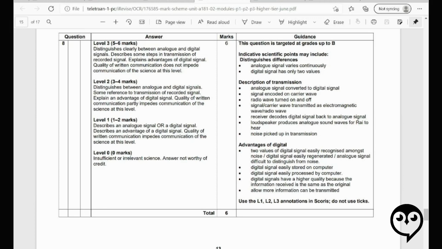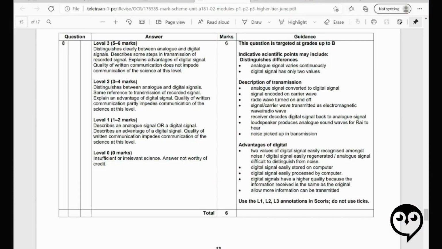Analog radio does get noise, whereas I guess the DAB. Yes, I was looking that up. So that's a DAB. The digital radio stations don't get the static, is what I was reading in a different question before. The two values of the signal are easily recognized amongst the noise. This is the advantage. This is why they transmitted it as digital.